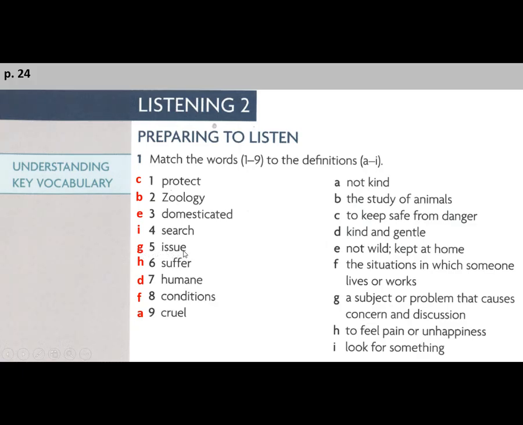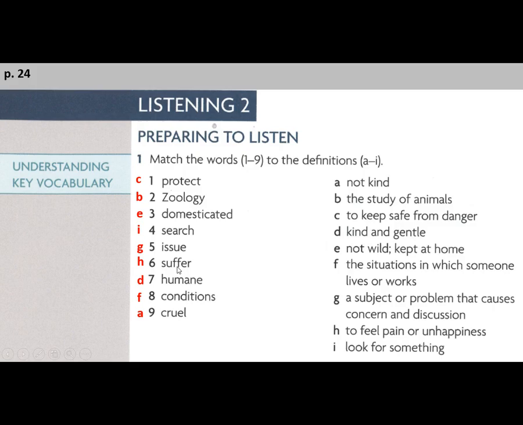Issue. An issue is a subject or a problem, and this problem or subject causes concern and discussion, causes people to think about it and worry about it. For example, these days, coronavirus is a big issue. So coronavirus is a subject or a problem, and it causes people to think about it a lot, to worry about it a lot, and a lot of people discuss this issue.